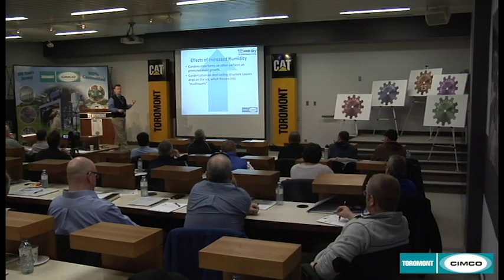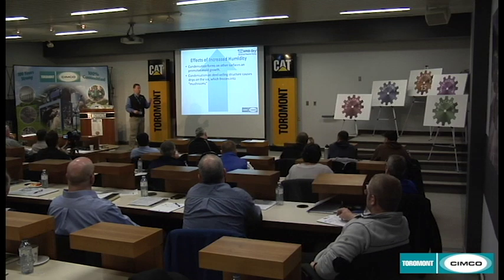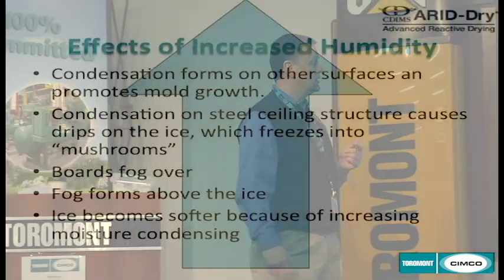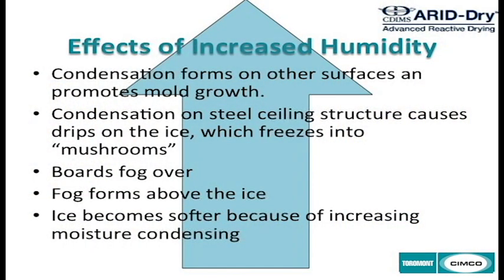And you can also get rust spots, because that's generally steel above there, and it rusts, corrodes, and then drips down on your ice. There's also a component of concern in terms of the corrosion that can lead to a structural integrity problem for your facility over time if that's allowed to just continue without being addressed. Boards fog over the ice, soft and poor ice conditions. These all take away from your customer's experience in your facility.